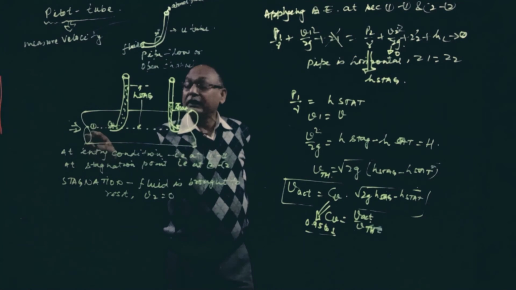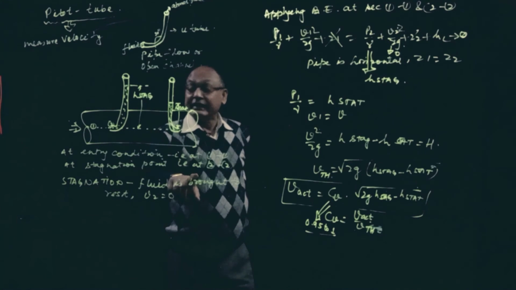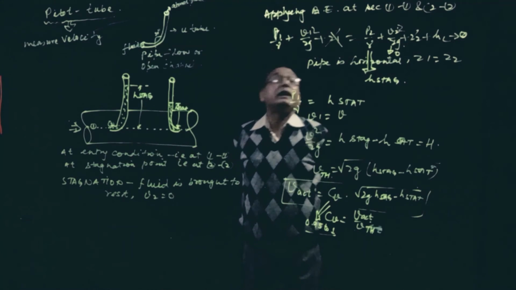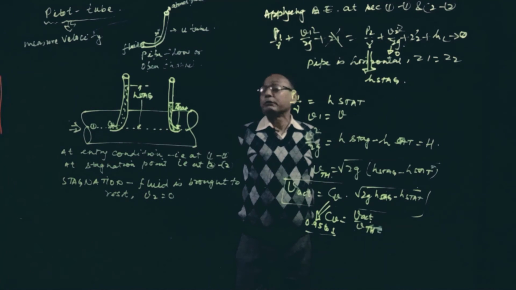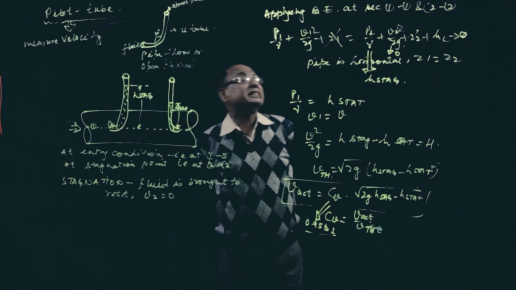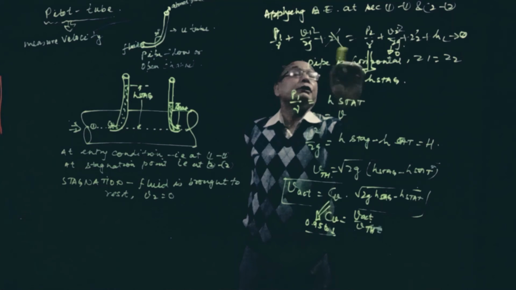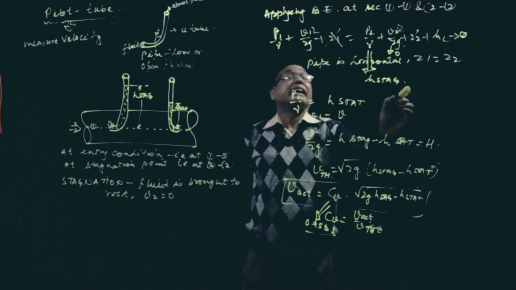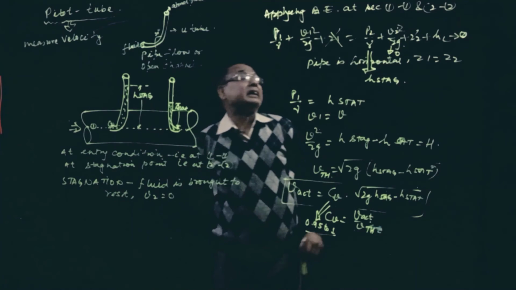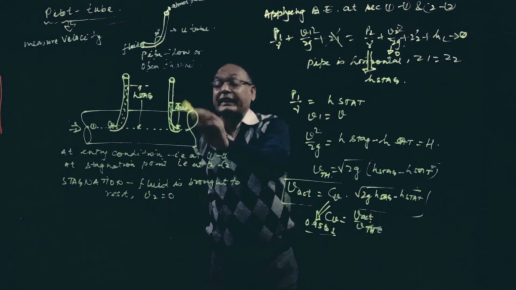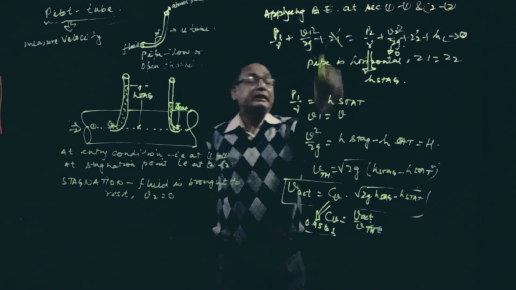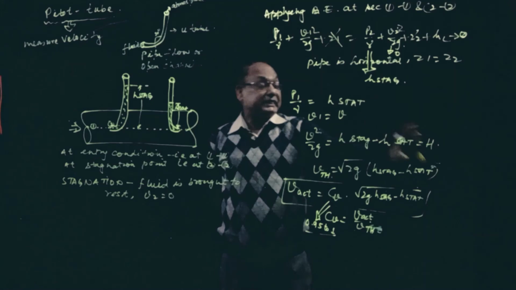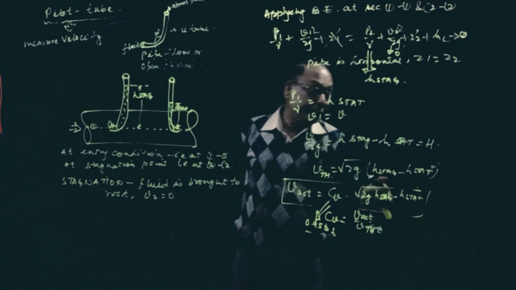So entry condition, let us call it 1-1, and exit condition, that is stagnation condition, 2-2. Applying Bernoulli equation at section 1-1 and 2-2, P1 by gamma plus V1 squared by 2G plus Z1 will be equal to P2 by gamma plus V2 squared by 2G plus Z2 plus HL. Since losses have been ignored here and pipe is horizontal, Z1 will be equal to Z2. P2 by gamma is the stagnation head, H stag, and V2 is zero because fluid is brought to rest. P1 by gamma is the static head, H stat, and V1 is simply V. So V square by 2G will be equal to H stag minus H stat. So V theoretical will be root of 2G into H stag minus H stat.